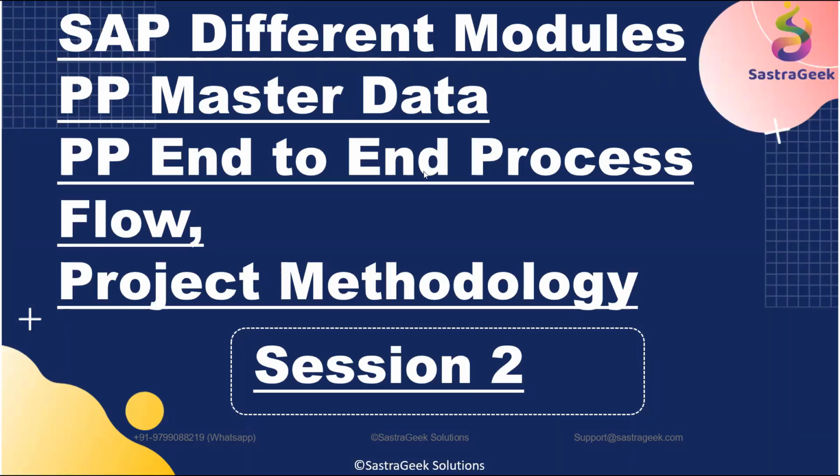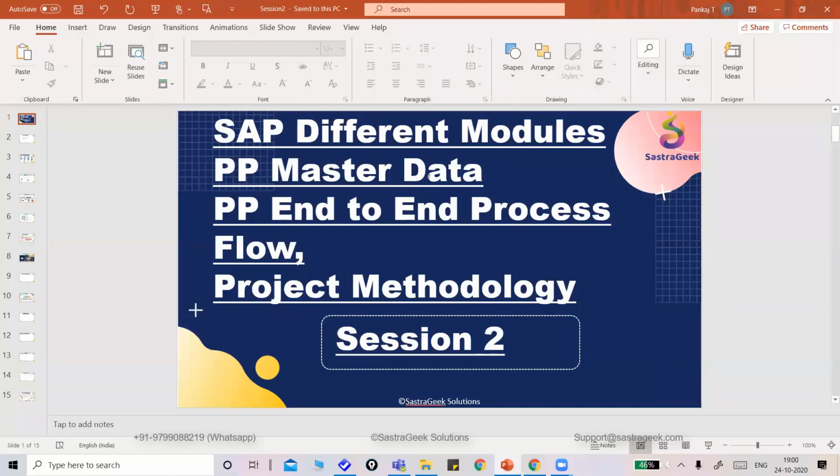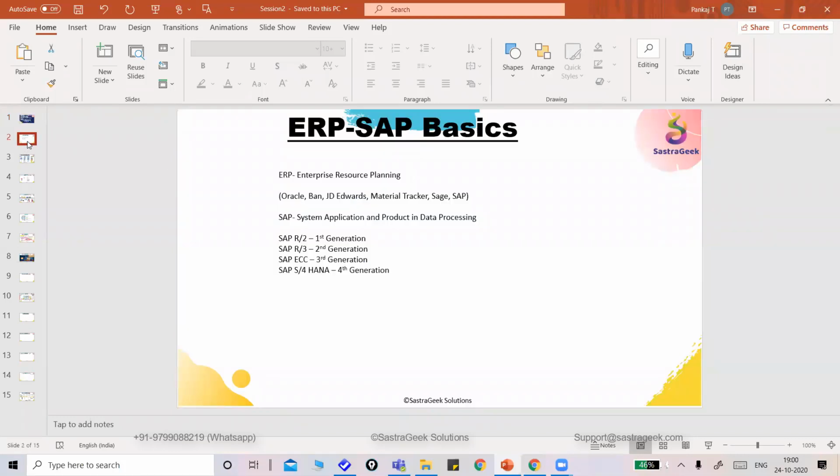Yeah, welcome. So guys, today we will start our session number 2. Before going to our second session, we will quickly recap what we discussed in our last session. In our last session, we discussed at a very high level what is ERP and what is SAP, and what are the different kinds of ERPs available in the market. Then we discussed in detail the different versions or generations of SAP, that is SAP R2, R3, SAP ECC and SAP S4HANA. This is the fourth generation where we are now.